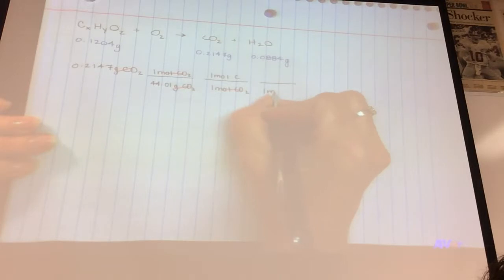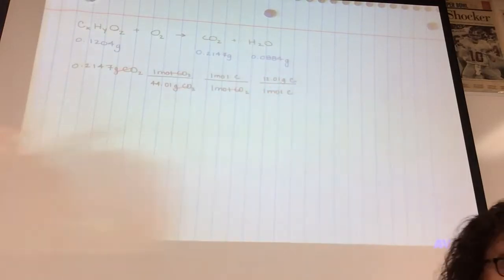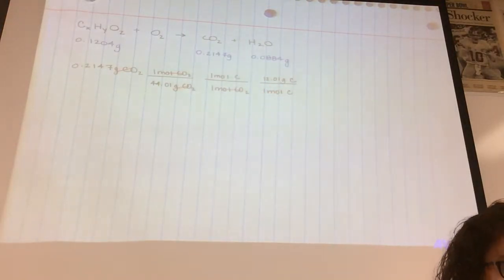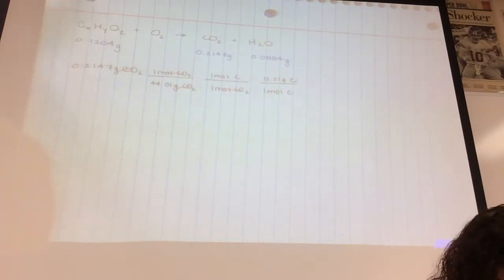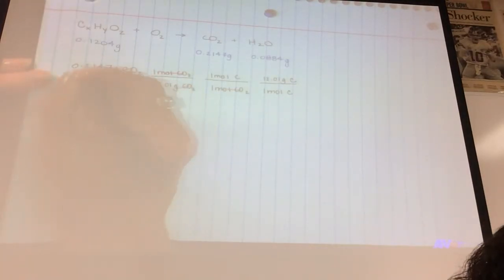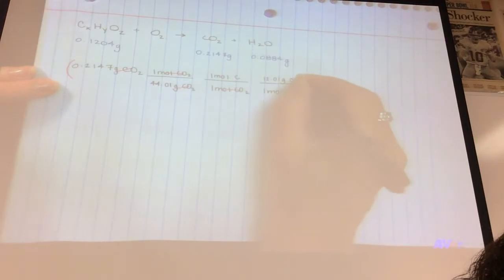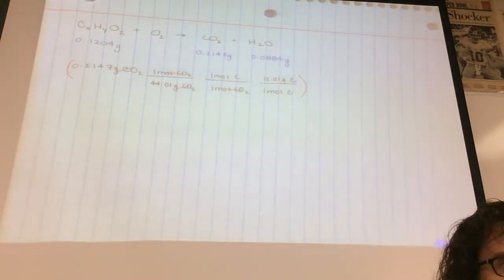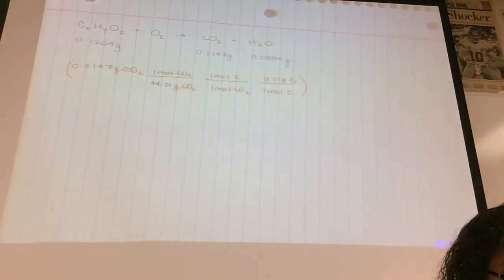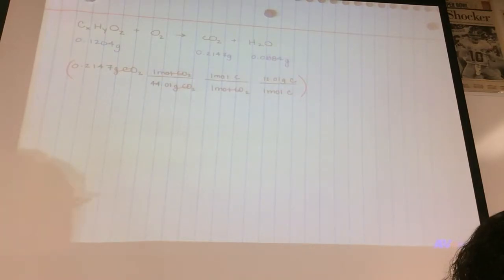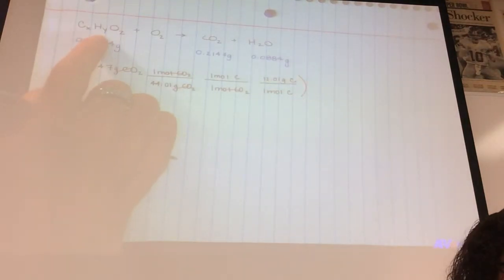Now we can get to the mass of the element. If we were asked for the mass of carbon, we would have it at this point. They didn't ask for it, so we don't really need to stop there. Rather, we can go after the percent of carbon. We want to know the percent of carbon in this compound.